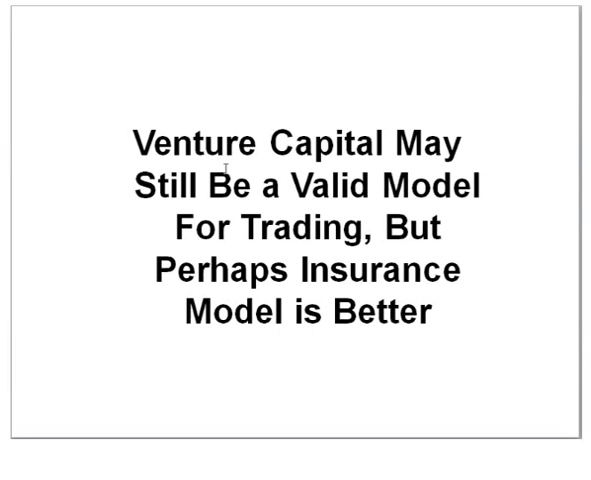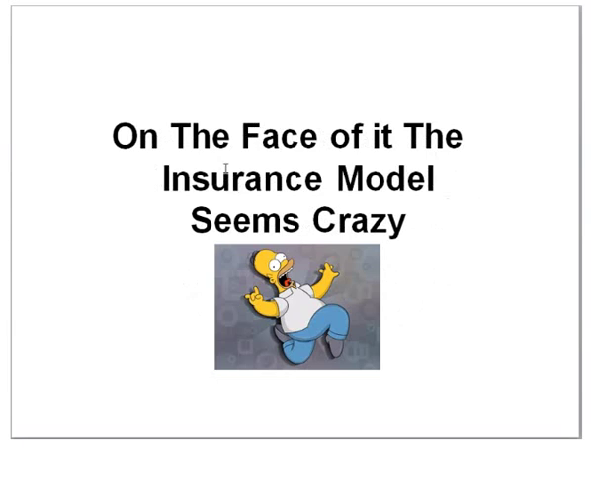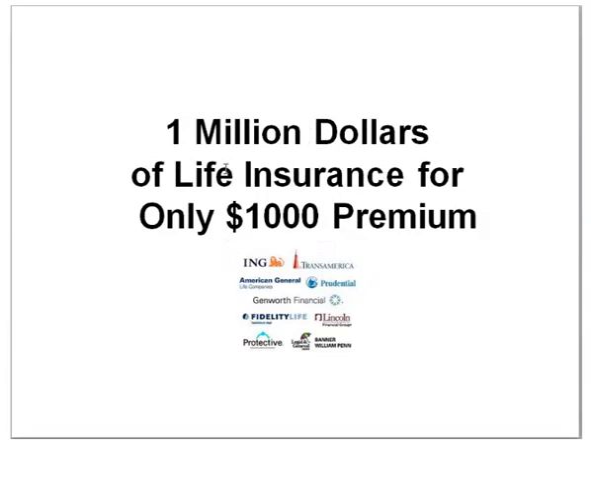It may still be a valid model for trading, but I think the other model, the insurance model, may be a more interesting model for us to examine as retail traders. Now, on the face of it, the insurance model seems absolutely crazy, especially when it comes to something like term life insurance. In a term life insurance structure, you can pay $1,000, and if you die, the insurance company will pay you out $1 million.